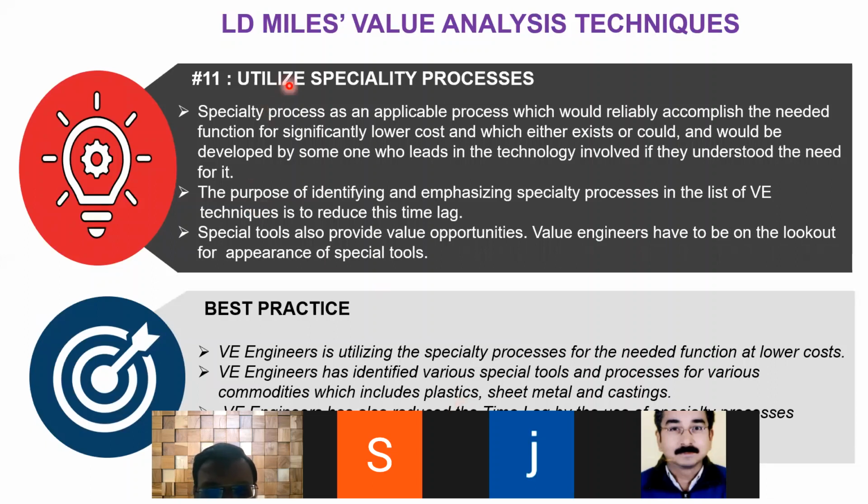The 11th one is that you have to use the specialty process. Always go for a specialty process which will lead to less cost. It is a process which would reliably accomplish the need of the function at lower cost, and it can be through some of the technology involved. The purpose of this is that you need to have a specialty process, and this will help you to reduce the time lag.